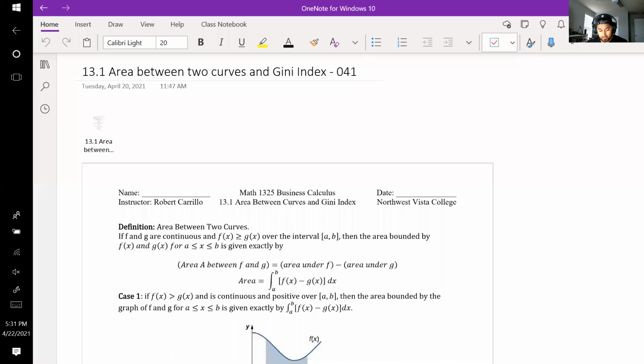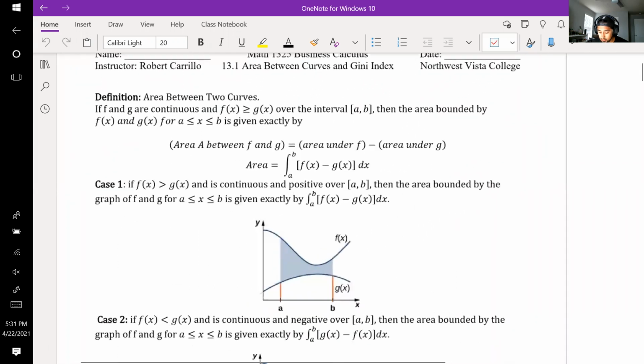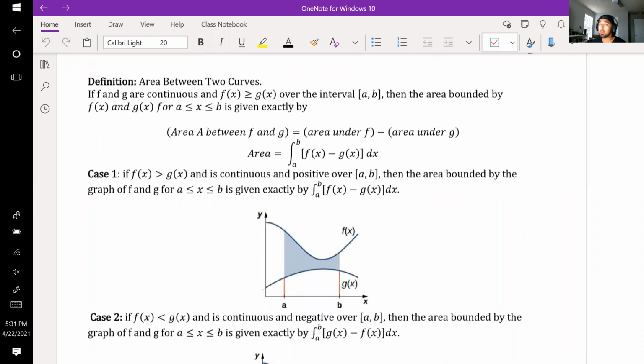All right, today we have 13.1. We will be finding the area between two curves, or the area between two functions. So the first page is all definition. It goes over the cases we're going to use to find this area.